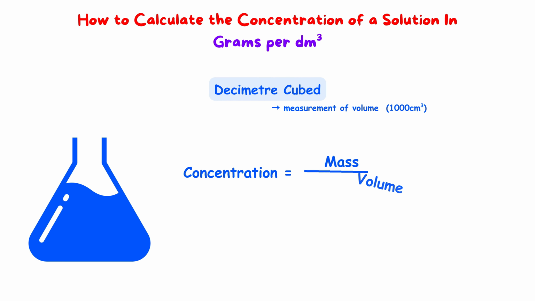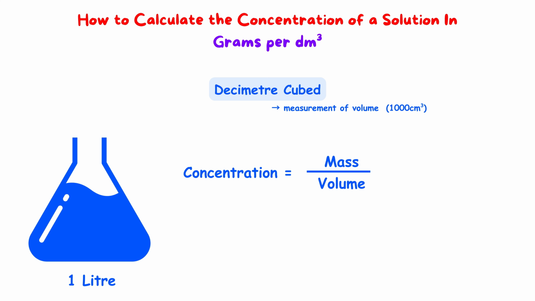In today's video, we are going to quickly go over how to calculate the concentration of a solution, specifically in grams per decimeter cubed, which is a common unit used in chemistry to describe how much solute is dissolved in a given volume of solution. If you have never come across the term decimeter cubed before, it simply refers to a unit of volume that is equal to 1,000 centimeters cubed and is exactly the same as 1 liter of water, so you can think of it as a liter when trying to visualize quantities.